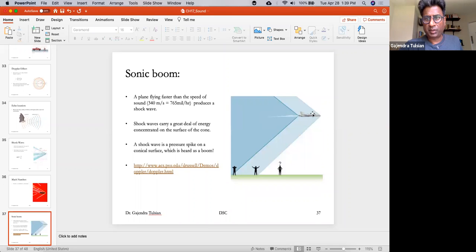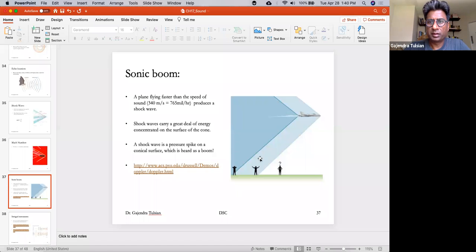So a flying plane will generate 2 shock waves, one from the tail and one from the nose cone. And when the shock wave goes by you, you hear the boom. So this guy has heard both the booms. This guy has heard only this boom, hasn't heard this boom yet, and this guy has not heard any booms yet.